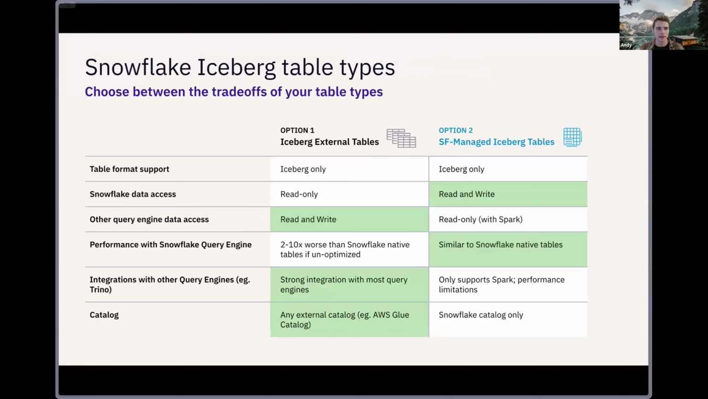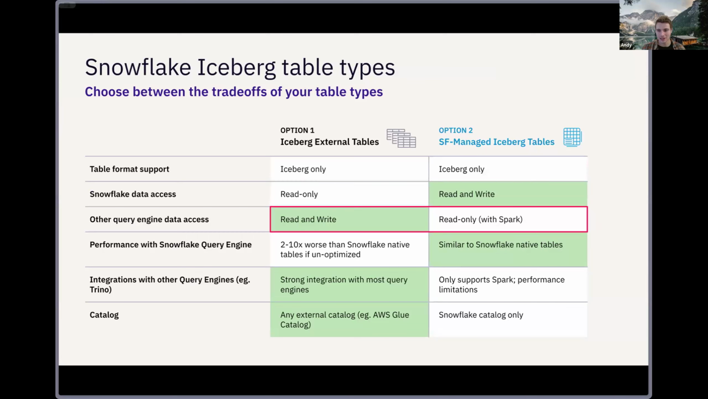So as part of this, let's look at what Snowflake specifically offers for Iceberg tables. There are two main options: the Iceberg external tables and the Snowflake managed Iceberg tables. So here we go, let's look row by row. The table format support in both is Iceberg, so Snowflake is deeply integrated with the Iceberg open table format. When it comes to data access, external Iceberg tables can be read by Snowflake, but can't be written, whereas the Snowflake managed Iceberg tables you can write.